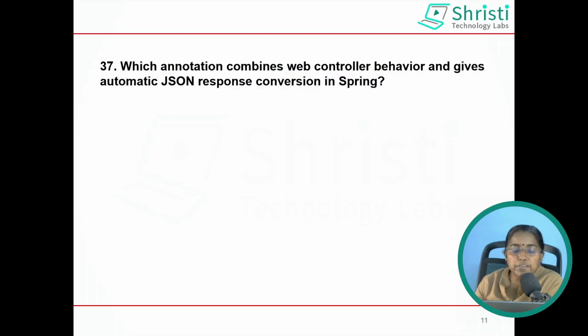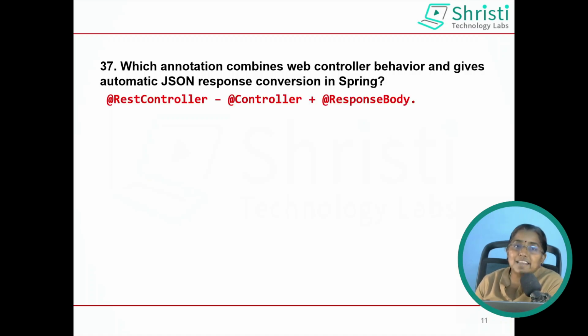Next question. Which annotation combines web controller behavior and gives automatic JSON response conversion in Spring? That is, it should have a controller behavior. At the same time, the methods should return a JSON response. By this time, you could have guessed the answer. Yes, it is @RestController. @RestController is a combination of @Controller and @ResponseBody. @Controller helps us to get the web behavior. @ResponseBody helps us to return the data in JSON format.